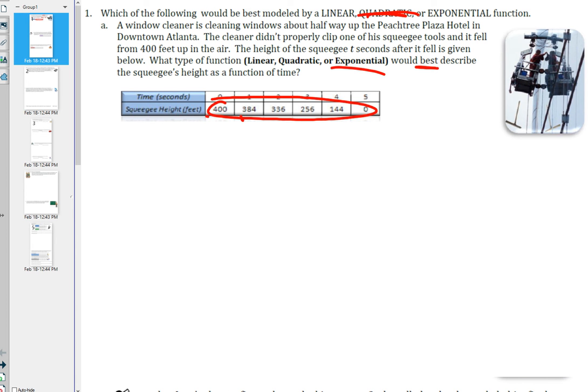But if it were to be linear, for sure what would have to happen is we'd have to have a common difference. And here we don't have a common difference. So from here to here is minus 16. This is minus, I think, 48. This would be minus 80. Minus 80, I think. That would be minus 112, and then this is minus 144.